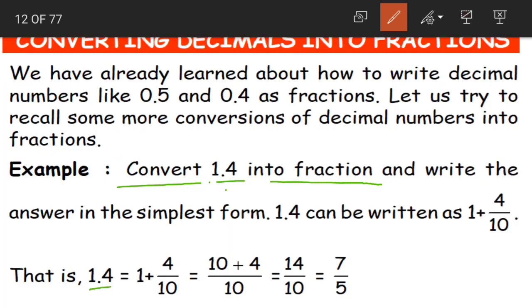What did we conclude here now? 1.4 is nothing but 1 plus 4 by 10. Now let us start with this again. 1 plus 4 divided by 10. The decimal part, that is 4 divided by, after 1, here we are having only one decimal place, so we are placing 1 0. Now how will we add this? We are having a whole number and a fraction. How will we add this, children?